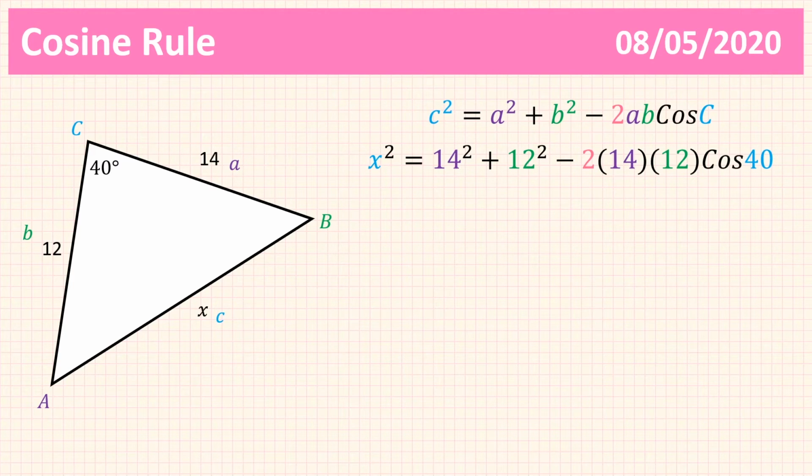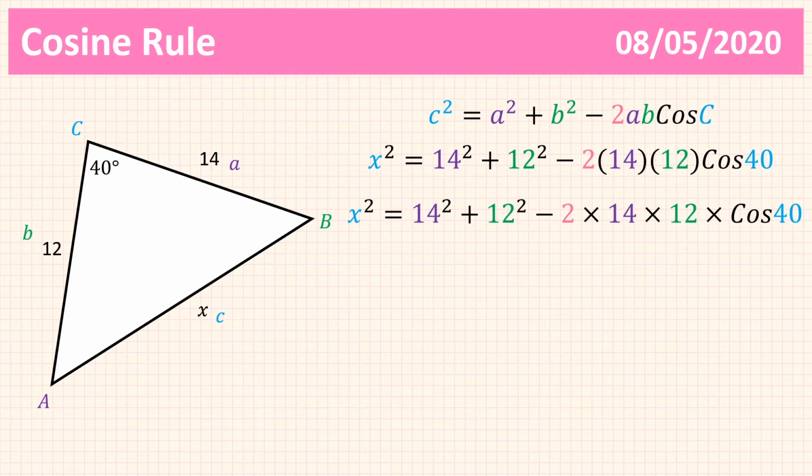Then I need to start doing some calculations. So what does 2(14)(12) cos 40 mean? Well, that means 2 lots of 14 lots of 12 lots of cos 40. It's also very important to know that we need to do the 2 times 14 times 12 times cos 40 before we subtract it from 14 squared plus 12 squared. We need to do all of this calculation first. We need to evaluate this right hand section before we subtract it from the left hand bit.